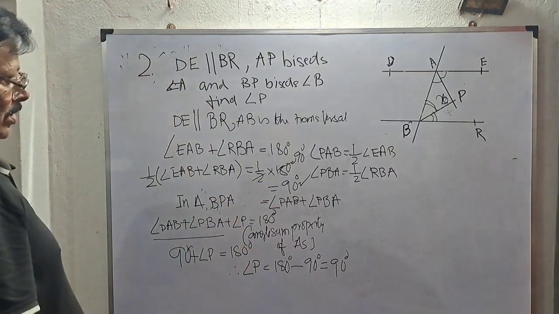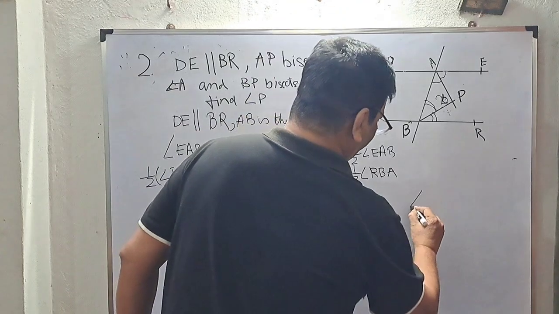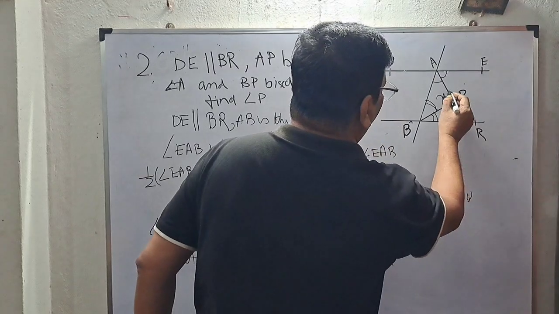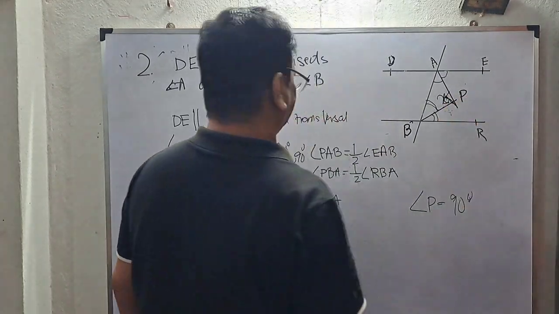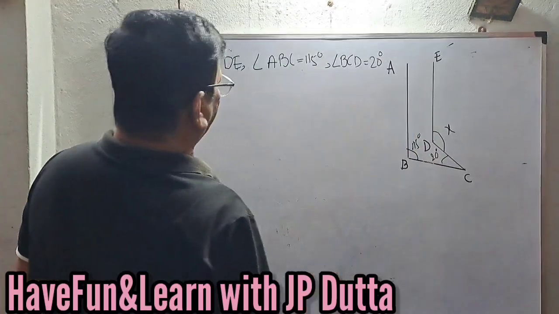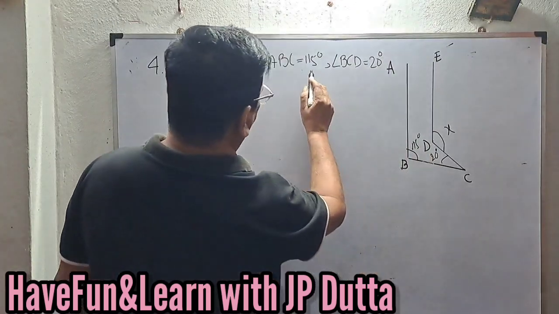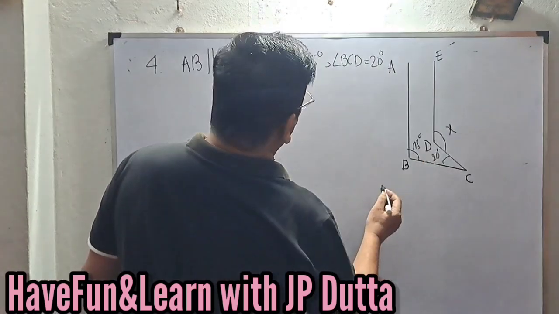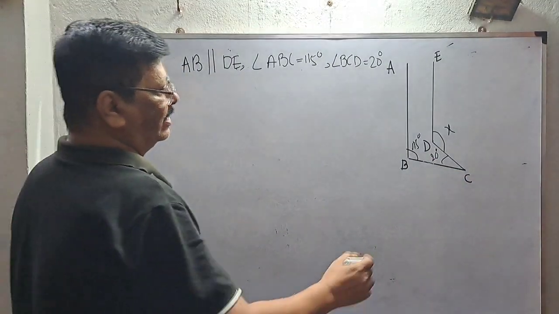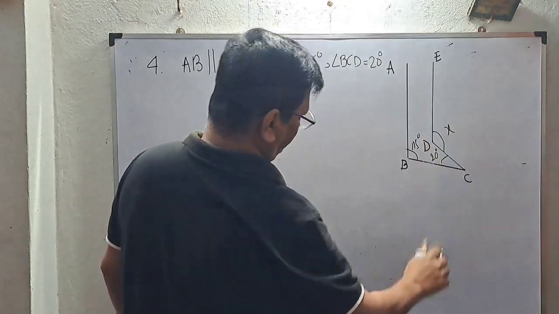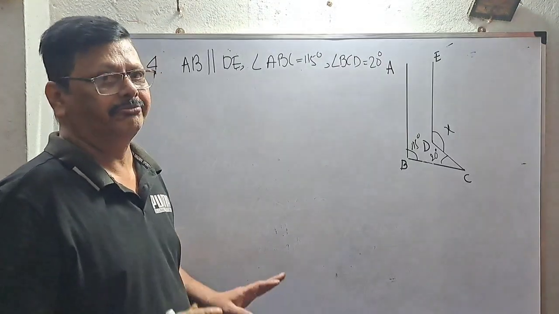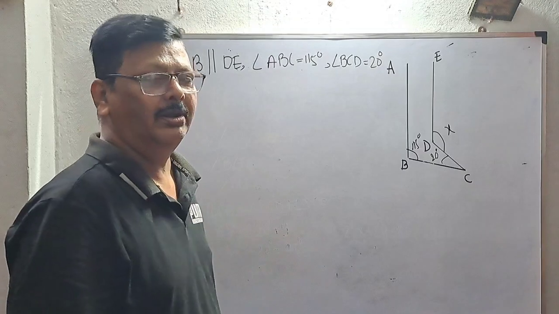Okay, so we get angle P is equal to 90 degree. So this angle is 90 degree. Got it? It says AB is parallel to DE. Angle ABC is equal to 115 degree and angle BCD is equal to 20 degree. We need to find out the value of angle EBC, for X. Now, from the figure, it will not be possible to find out the value of angle X.